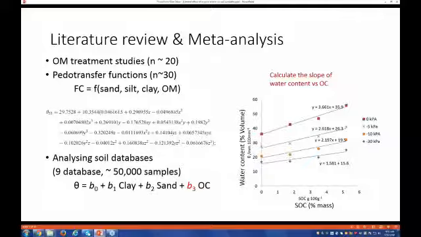So we fit an equation which says that water content is a function of clay, sand, and also organic carbon. This coefficient, what we call B3, indicates how much the water content increases with a 1% increase in organic carbon. So altogether, we have roughly 50,000 observations worldwide where we want to see the relationship between increasing amounts of organic carbon and the water content.